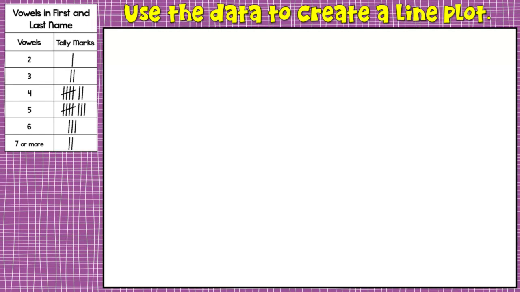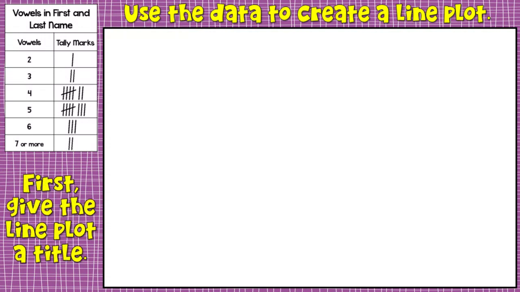Now we're going to take that same way to create a line plot for another piece of data, and this is the vowels in the first and last name. Now a vowel is a letter that is an A, an E, an I, O, or U. So somebody said, okay, everybody write down your name and count how many vowels you have in your name. And then if you have 2, raise your hand. And 1 person raised their hand. And okay, how many have 3 vowels? And there were 2 people. And so he asked this question the whole way up to 7 or more vowels. And then they took that data to make a line plot.